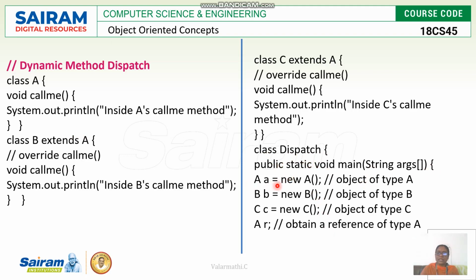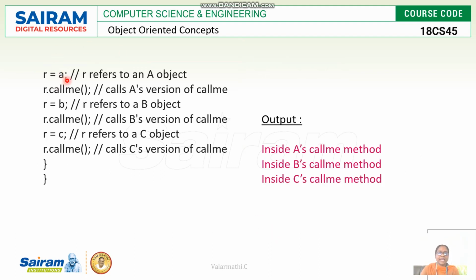Inside main, the respective objects of the classes A, B and C are created. After that, A is assigned to a reference variable of type A called R. Then R dot call me is called, and inside A's call me method will be printed. Then again B is assigned to R, and when R dot call me is called, it calls B's version of the call me method. Similarly, C is assigned to R, and after that R dot call me will invoke C's version of the call me method.